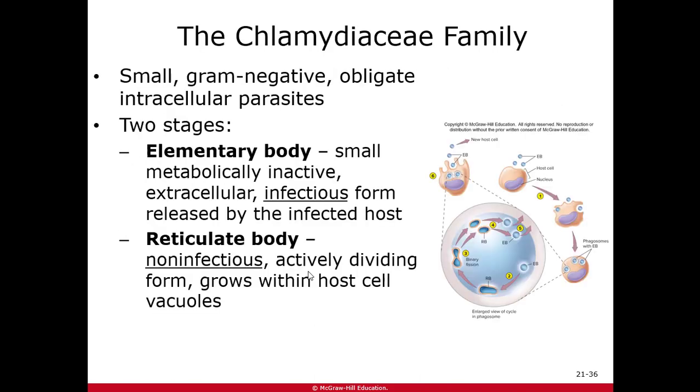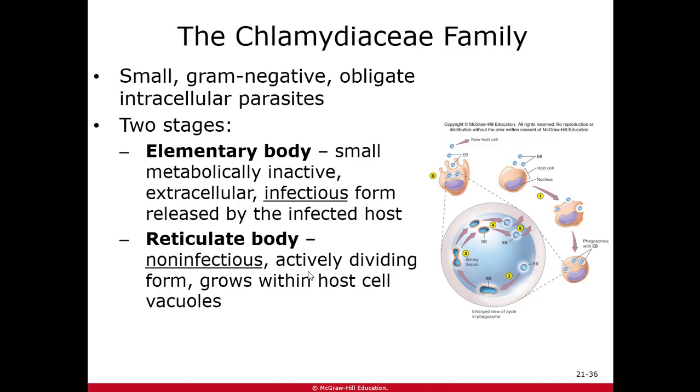Now, our next group of organisms is the Chlamydiaceae family. They are small, gram-negative, obligate intracellular parasites. So they still have to live inside of our cells. And they are unique because they have 2 stages to them. They have elementary bodies and they have reticulate bodies.